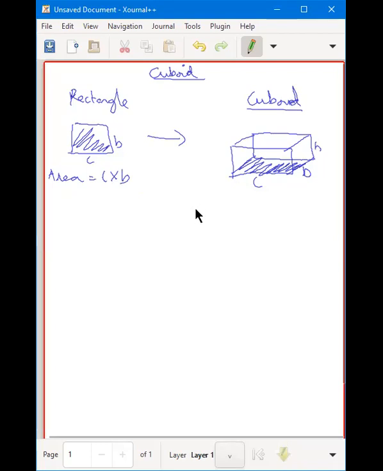Before we go on to area, let's first understand the volume. The volume, I told you, is the area of the base into the height. The area of the base will be L into B, and then the height, so it will become LBH. So the volume of a cuboid is nothing but length into breadth into height.